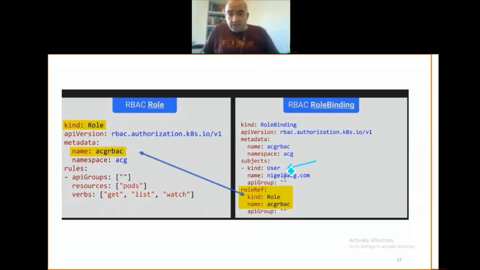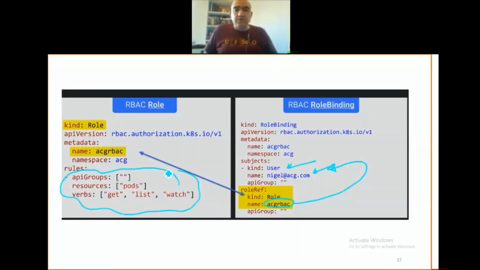First of all, I have the subject, by the way. I have users here. Here is the user and his name. I got it from the certificates. The role reference, the reference for this role, is a role name ACGRBAC. So what is written in this role will be applied to this user with this email. And what is in this role? Here it is. So this will be applied to this guy.